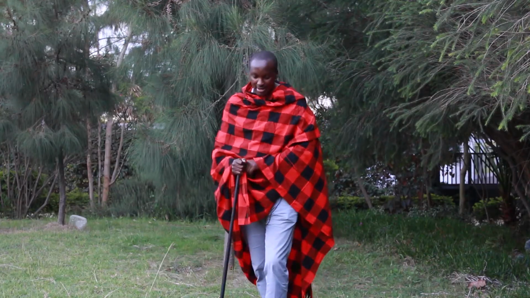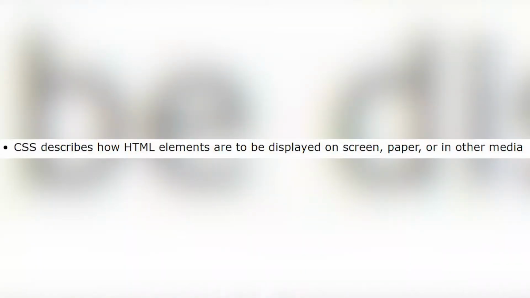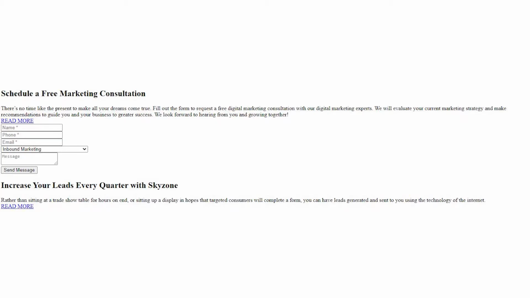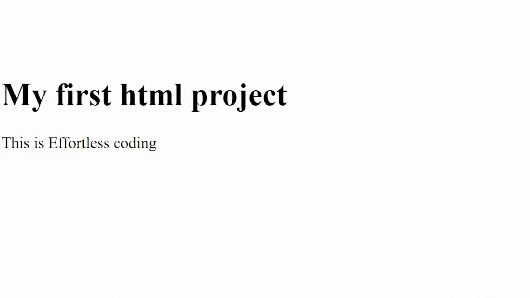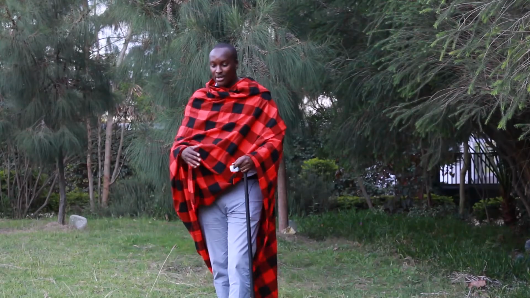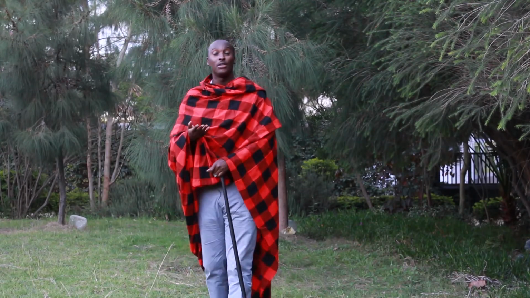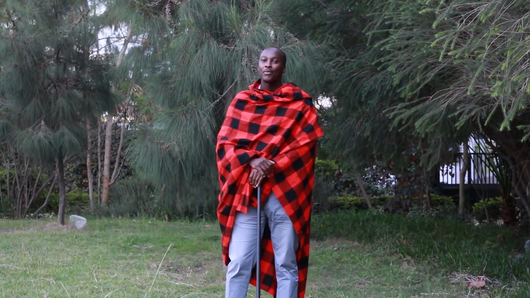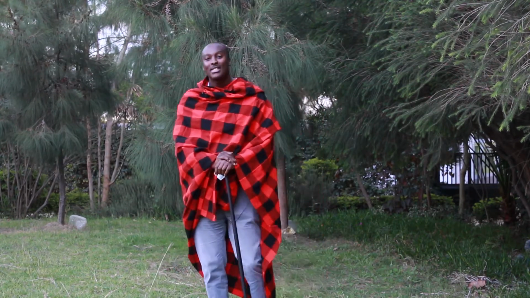Now, CSS, basically, in simple terms, makes our HTML document very presentable. You don't want something that is plain. You want at least to introduce some sort of aesthetic. You remember my first HTML project that we did that didn't have any sort of styling? You don't want to have that as a web application. So you want to introduce some sort of styling so that it looks presentable to the person going through your website. And that can only be done through CSS.